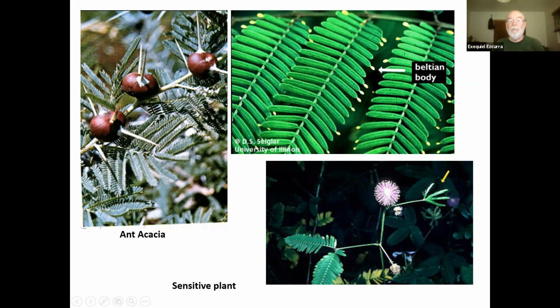Also in this group, hence the name mimosa, that in Spanish means lovingly.